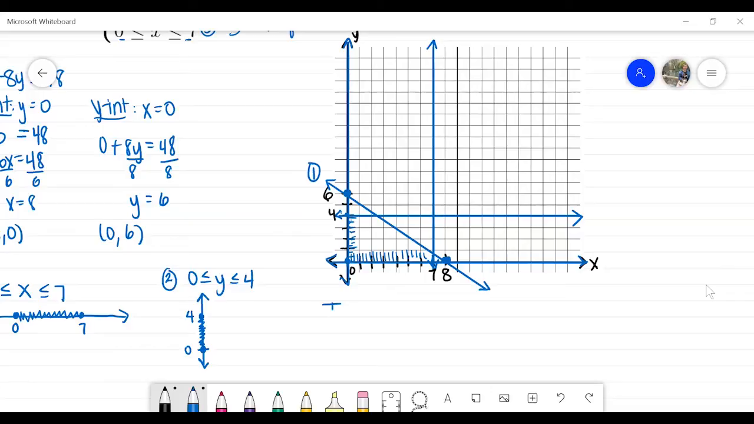We really only have to do a test point for that first inequality, 6x plus 8y is less than or equal to 48. That's our first one, right? So if we plug in 0, 0, that's 0 plus 0 is less than or equal to 48. 0 is most definitely less than or equal to 48, so true. So we shade below that line right there.